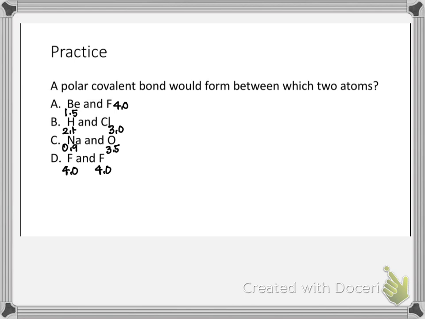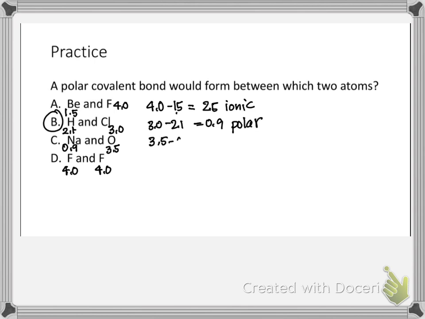Okay, so I can see which one, but how you would do it, if you weren't sure, is you would just subtract. So what is this, 2.5? Okay, so that's ionic. And here's the one, right? 3 minus 2.1, which is 0.9. Okay, so this is the one. This is polar. So I'm thinking it's B, but we'll double check. 3.5 minus 0.9 is what, 2.6? Is that right? Okay.